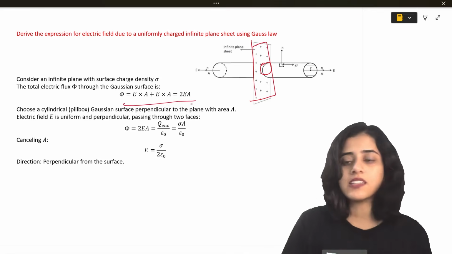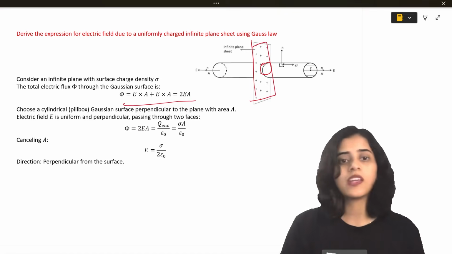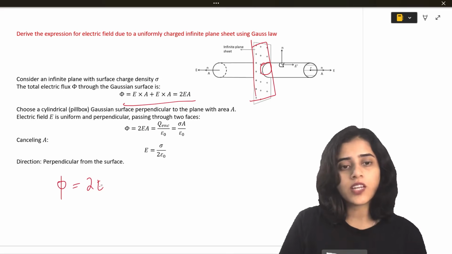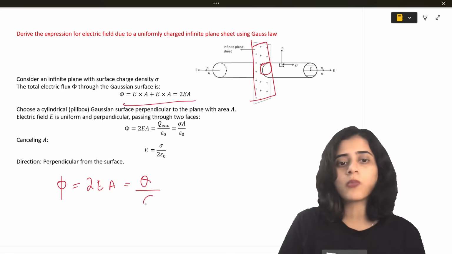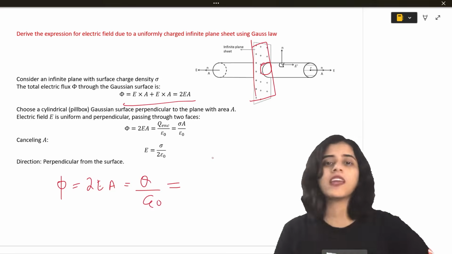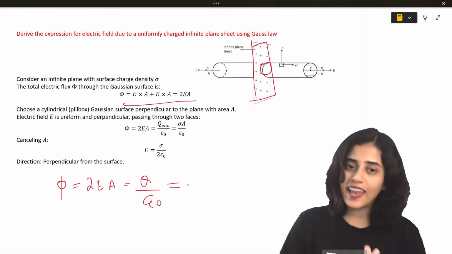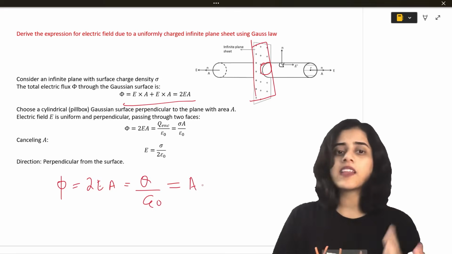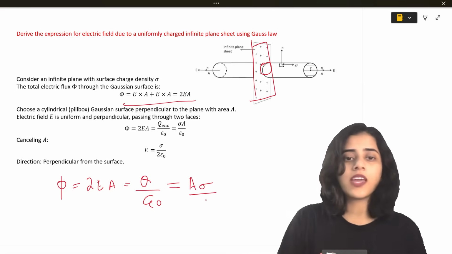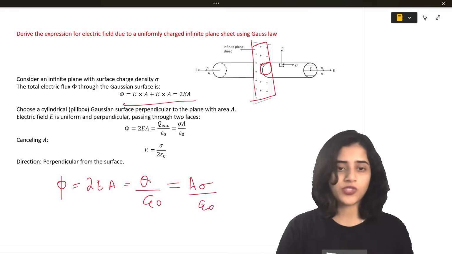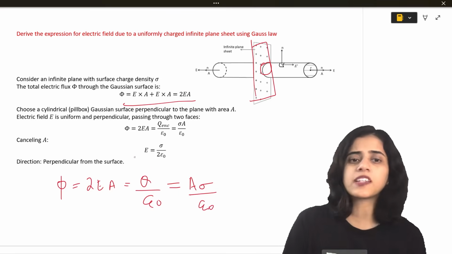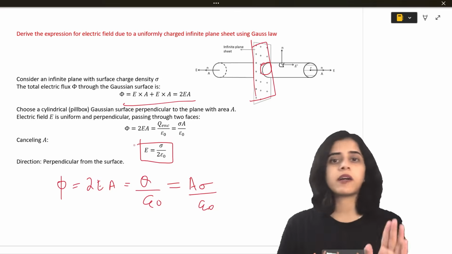So you will get phi is 2 times E into area. Then again Gauss law, Q by epsilon naught. But here Q is along a whole area, not just a line. So instead of length L, I'll put area. The charge density, I'll put it as sigma. So A sigma by epsilon naught. Then you cross multiply, and you will get E is equal to sigma by 2 epsilon naught.